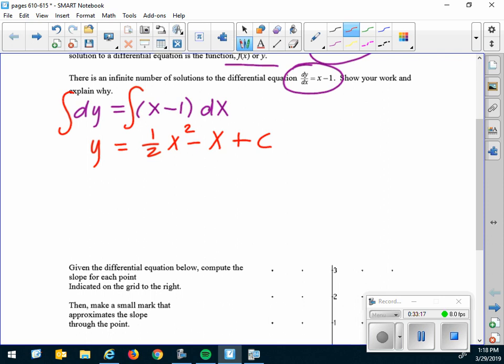Now, when you see the plus c, this is what we call a general solution. If you don't have the c, if you have an exact answer with no c in it, that's called a particular solution.